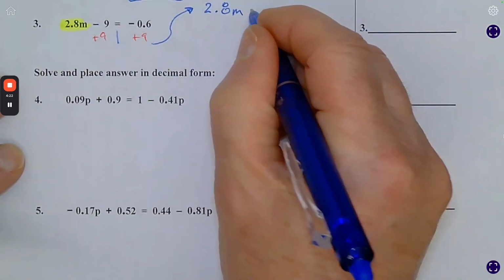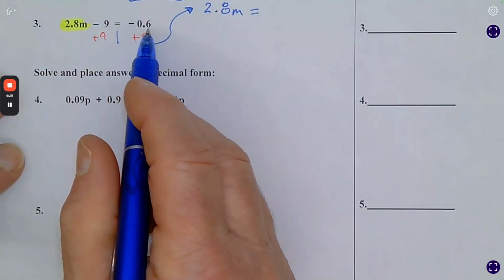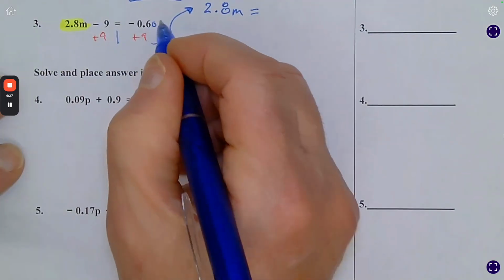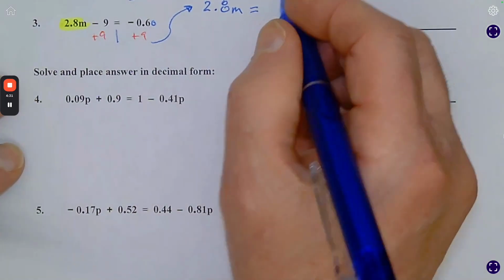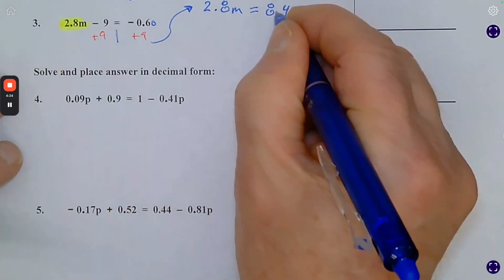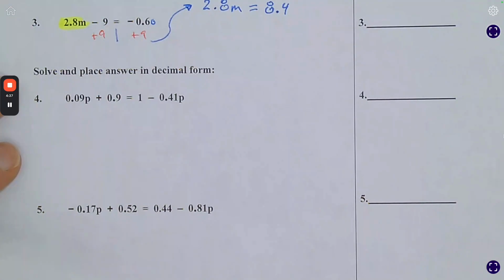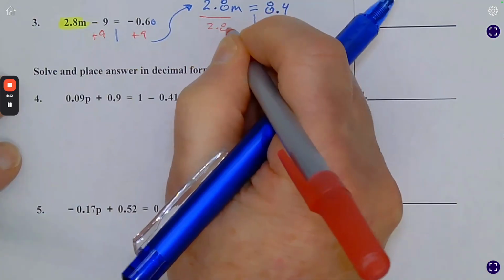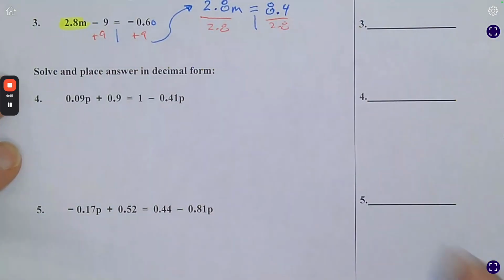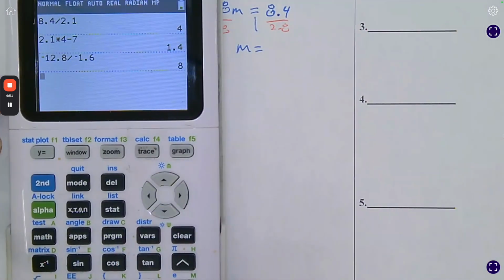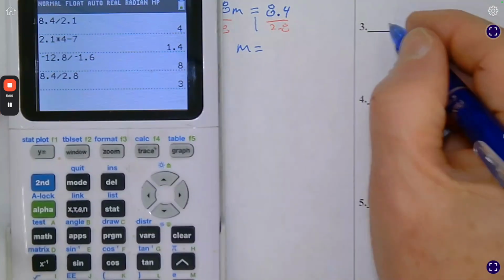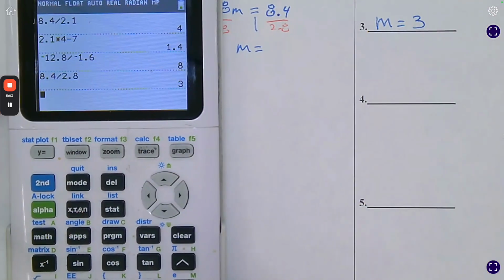2.8m equals, if I take 60 cents, because that's what that says. If I take 60 cents away from $9, I end up having $8.40, which is 8.4. All right, now I'm going to do that inverse operation. The inverse operation for multiplication is division. So m equals, I think it's 3, but I'm going to check it to make sure. 8.4 divided by 2.8 is 3. So m equals 3.